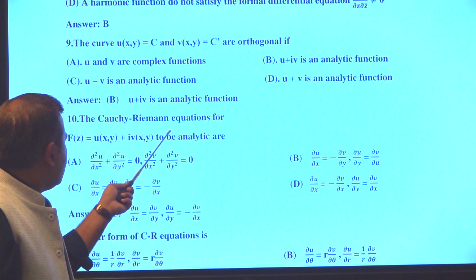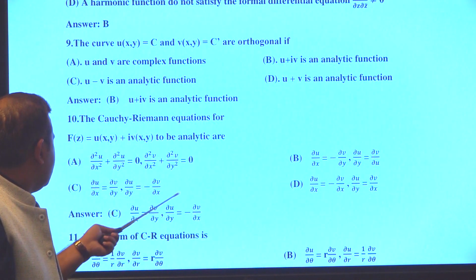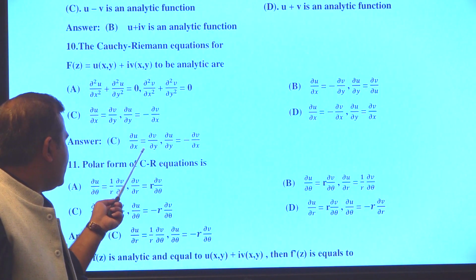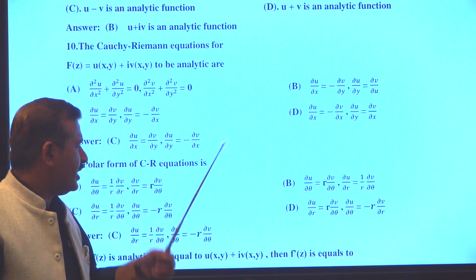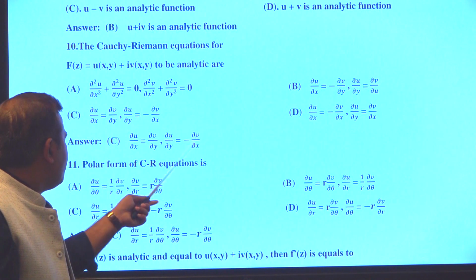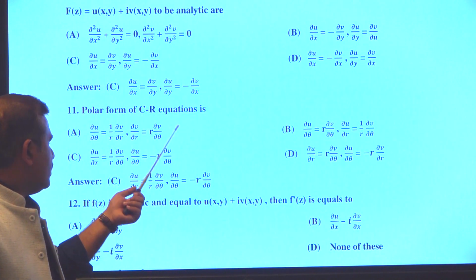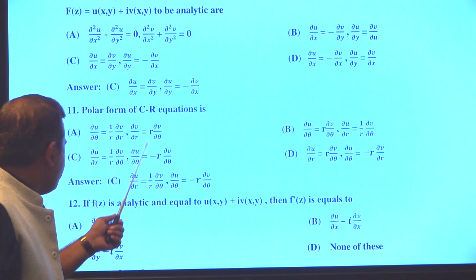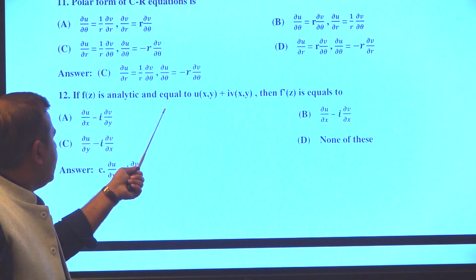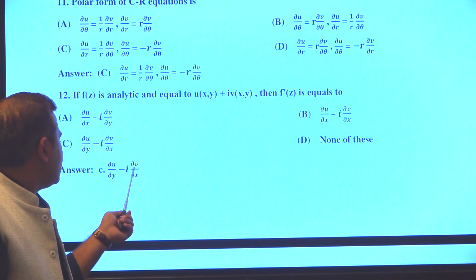Now the CR equations, and f of z equal to this one is analytic. This is the simple CR equations, the necessary part: del u upon del x equal to del v upon del y, and del u upon del y equal to minus del v upon del x. This is again a problem based on the CR equations in polar form. This is the polar form, f of z is analytic, and f dash z is nothing but this: del u upon del y minus i of del v upon del y.